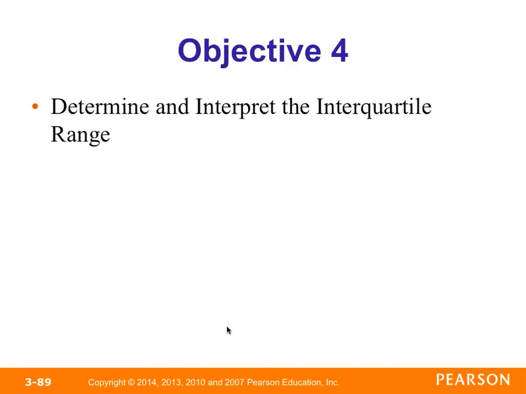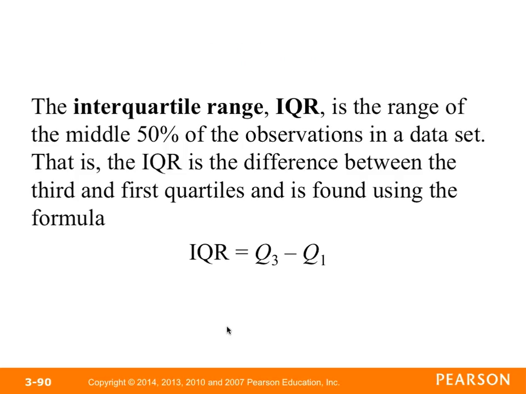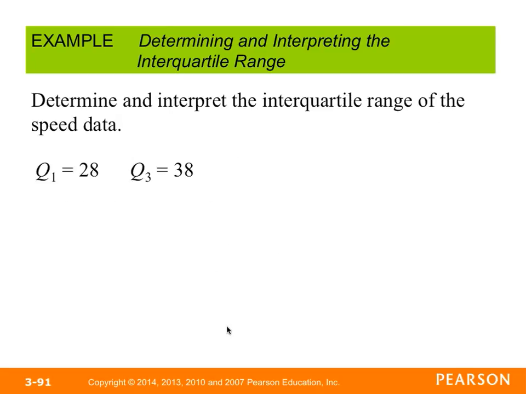Objective 4 is to determine and interpret the interquartile range. So interquartile range is often abbreviated IQR. It's the range of the middle 50% of the observations in a data set. That is to say that the IQR is the difference between the third and the first quartiles, and it's found just by subtracting those things. So all you have to do is take Q3 and subtract Q1.